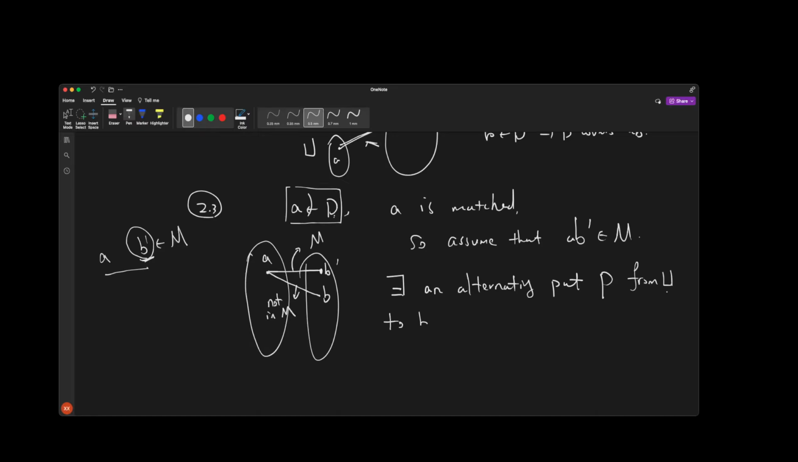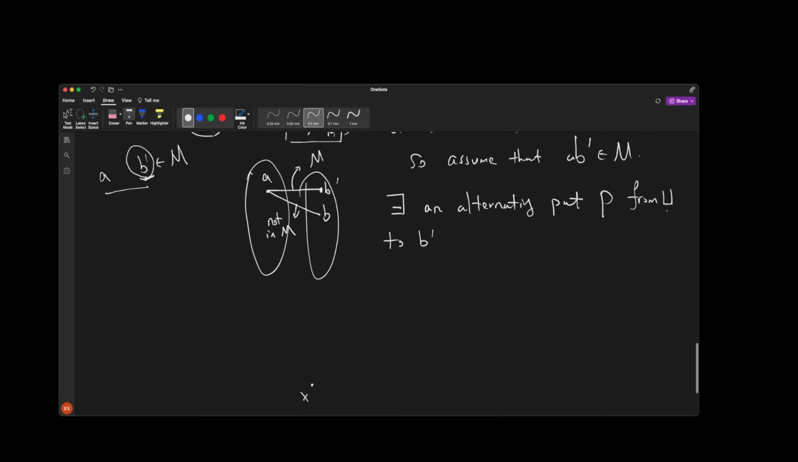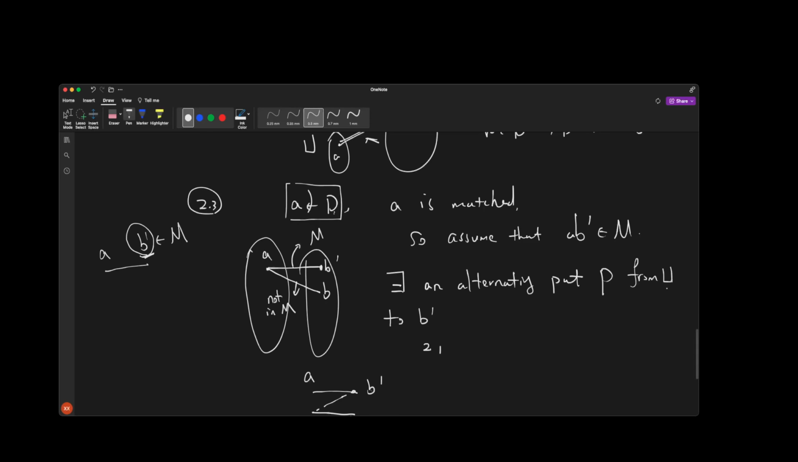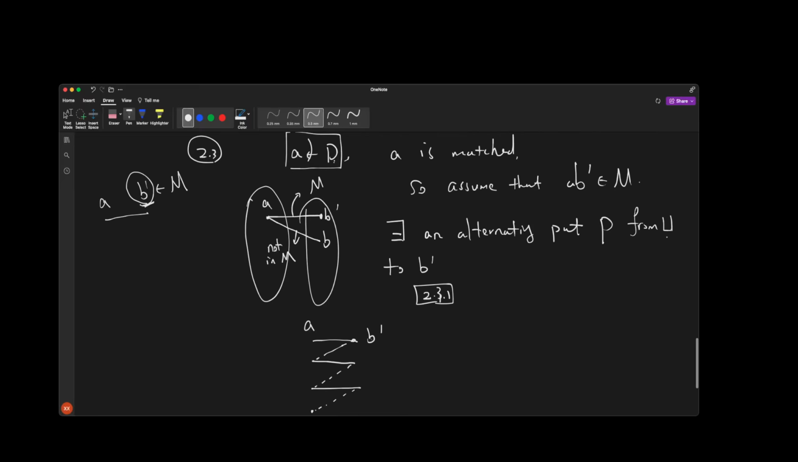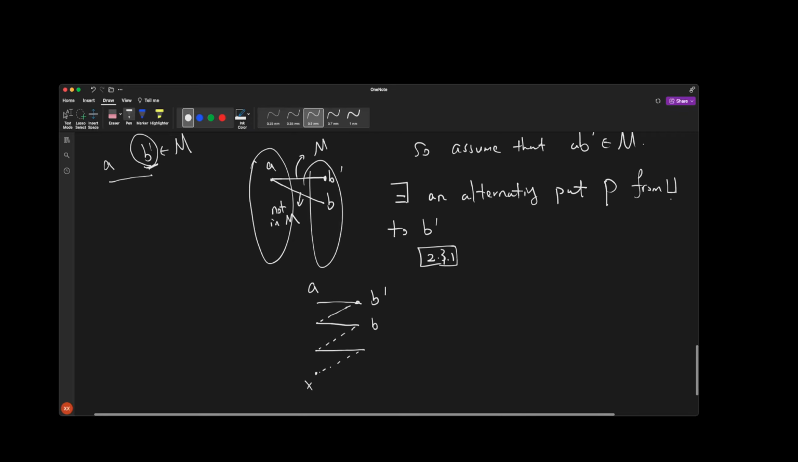To B prime. Okay, so there is some X. We have this alternating path, and we arrive at B prime, and we know this. So this is the picture. And we don't know, case 1, let's say 2.3.1. So the vertex B, so this is the path from X to B prime.